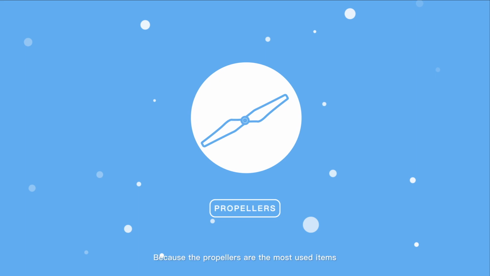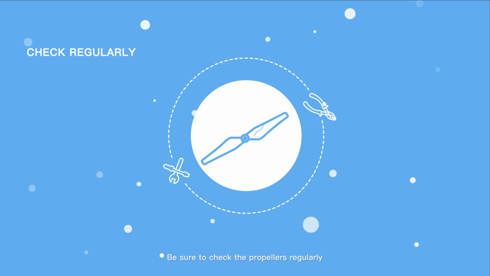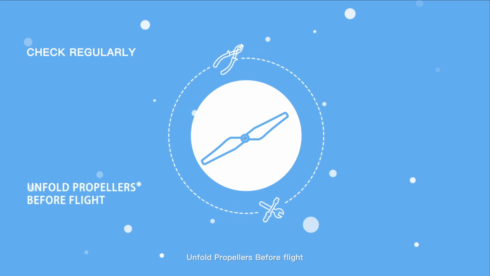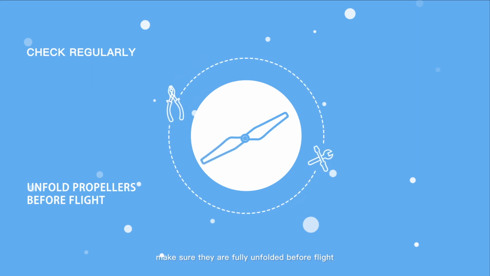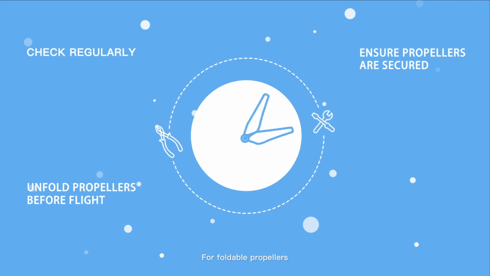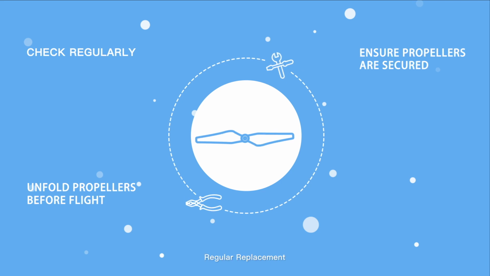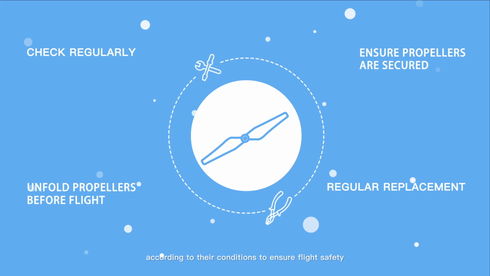Because the propellers are the most used items, they are susceptible to wear and tear. Here are some suggestions for properly maintaining the propellers. Check regularly. Be sure to check the propellers regularly and change any propellers with cracks or visible damage. Unfold propellers before flight. For foldable propellers, make sure they are fully unfolded before flight. Ensure propellers are secured. For foldable propellers, please make sure that they are properly mounted and secured. Regular replacement. Replace the propellers regularly according to their conditions to ensure flight safety.